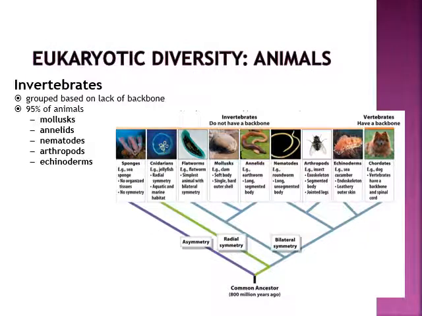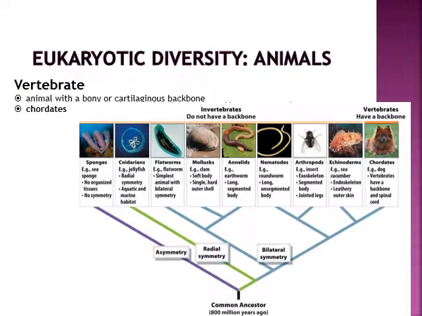Okay, so within the bilateral symmetry category, about 95% of these animals are invertebrates. So these are the ones that don't have a backbone. These are a lot of the little guys, essentially. And then the bigger ones that we see more often, they're not always necessarily big, are our vertebrates. And that only makes up about 5% of this category.